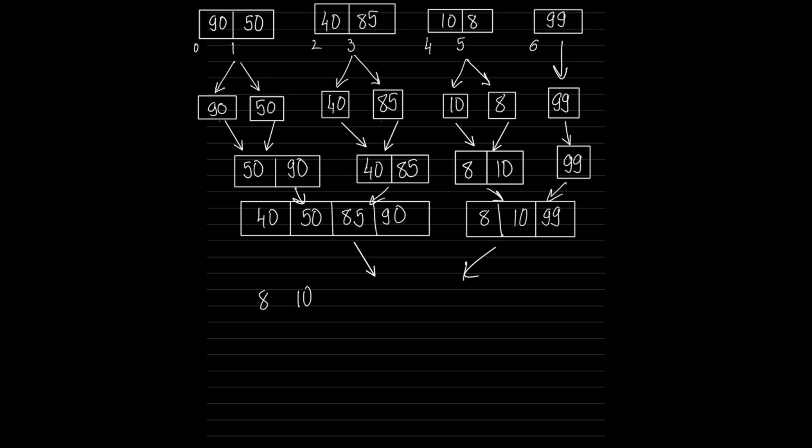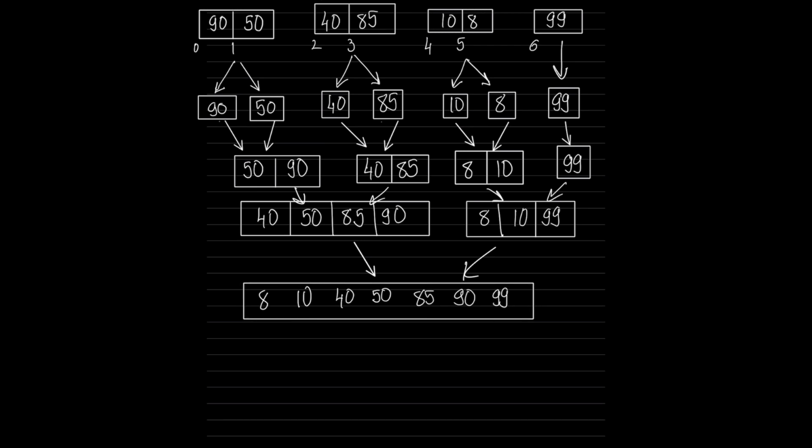Then we got 99 and 40. 40 is the smaller number, we write it down. And then 50, and then 85, and then 90. Then we compare, and then we have nothing left except 99. This was the final step of the merge sort algorithm.